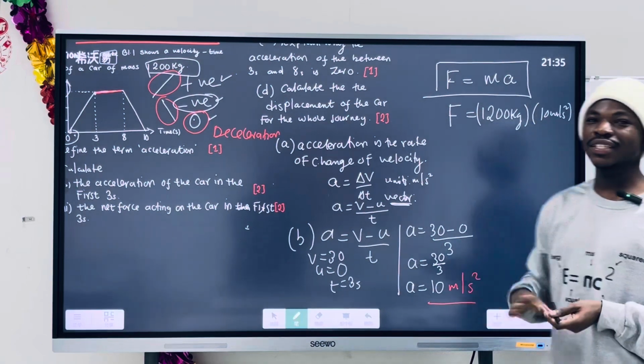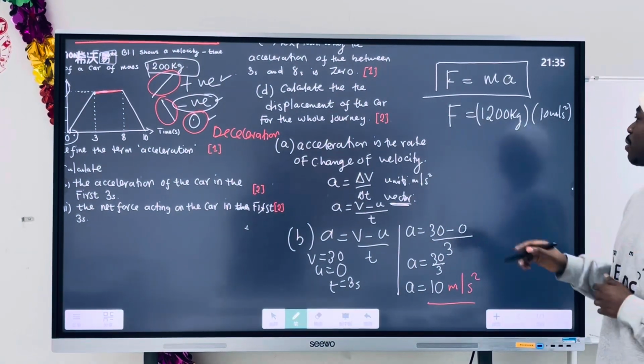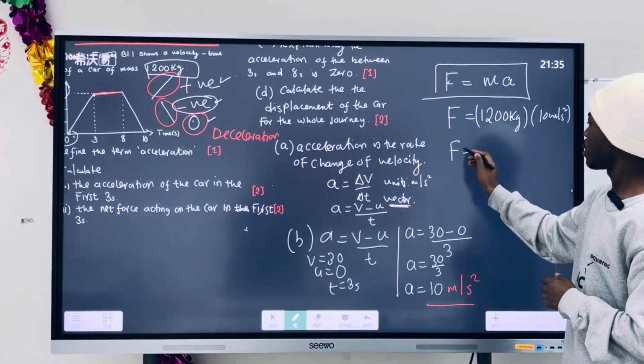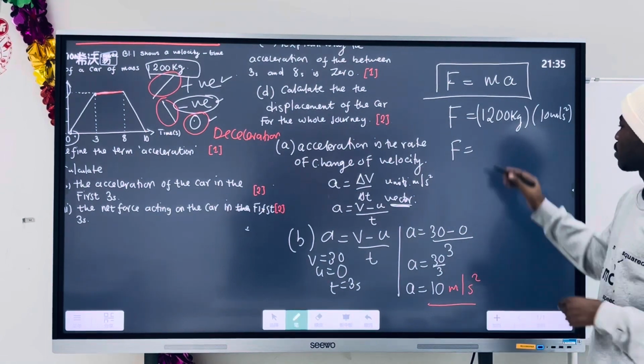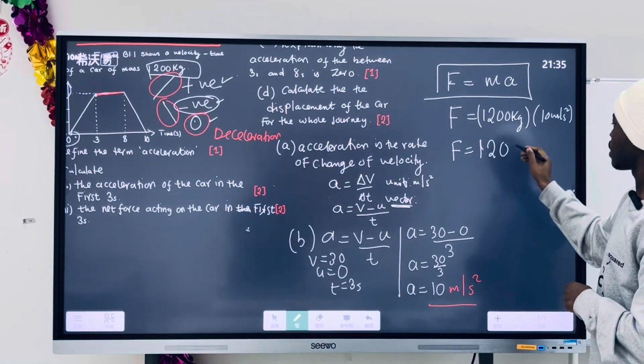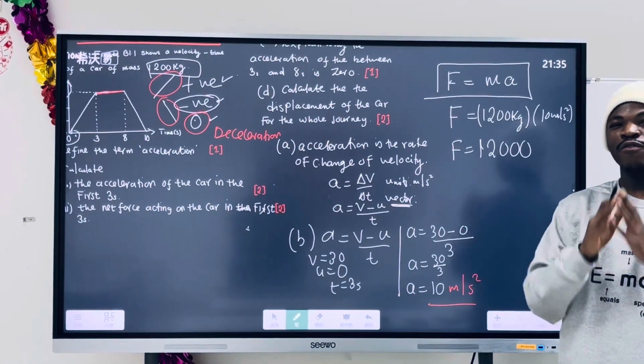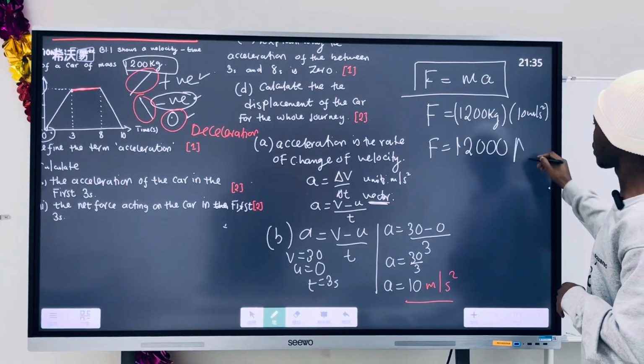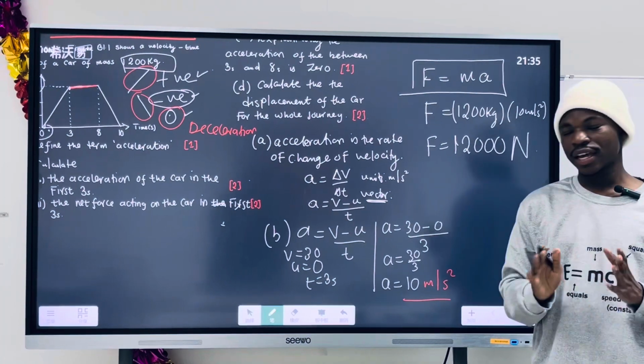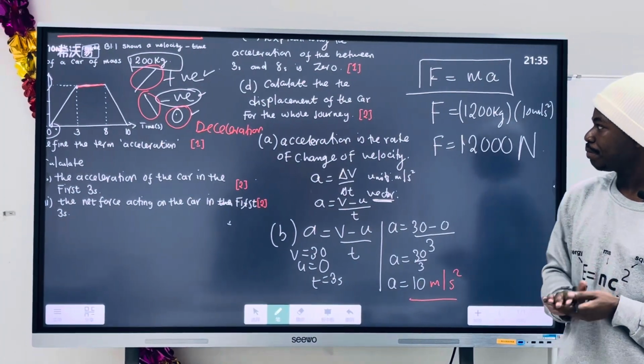What do we do? This is just mathematics now. We simply multiply. So net force is equal to, when we multiply that, we're going to have 12,000. Because this is a force, the units for a force, newtons, capital letter N. And that is how it's done.